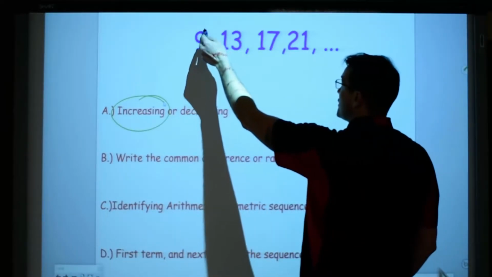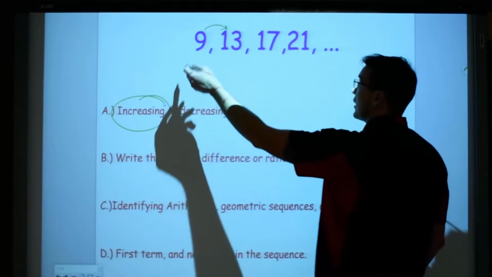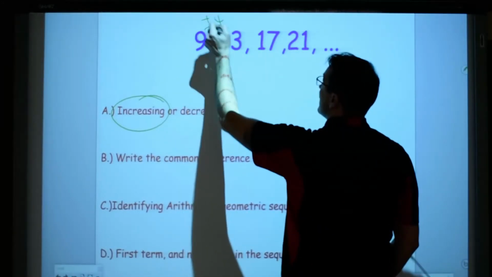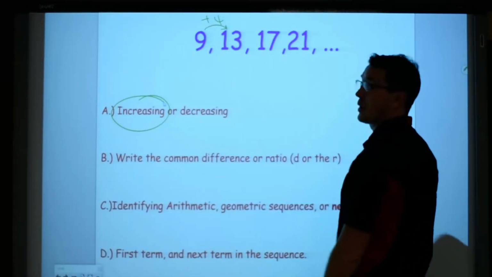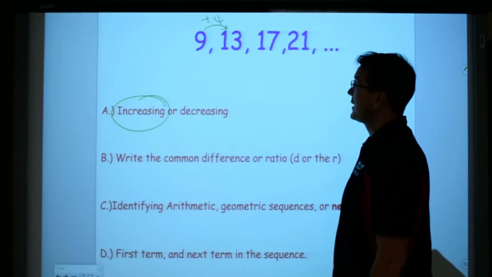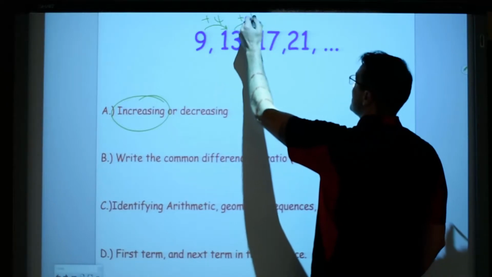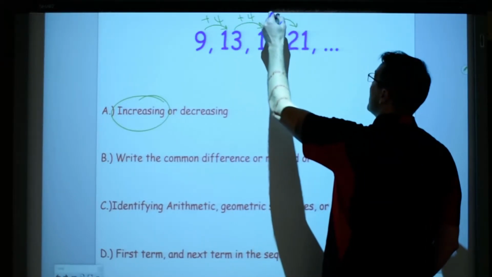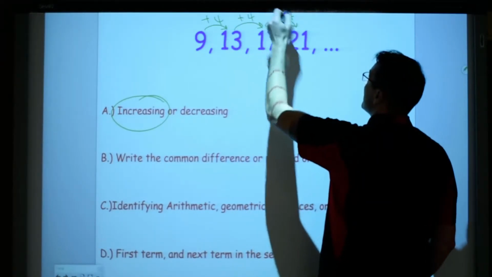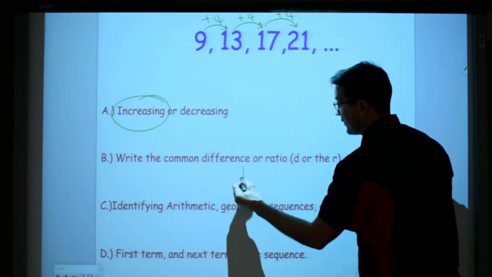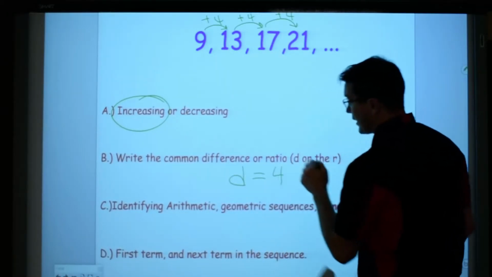Well, I first always check to see if it's a difference. So I say, oh, this could be plus 4, right? Because 9 plus 4 would be 13, yes? But is 13 plus 4 17? Well, yes, it is. We're good. And plus 4 here is 21. So I know that I have a difference, and that difference is 4. I don't need to put plus.